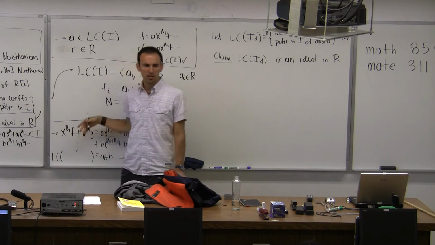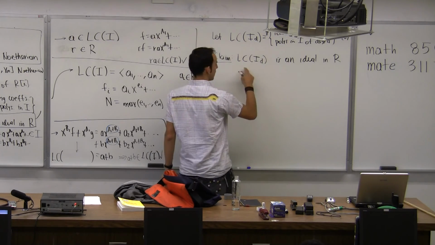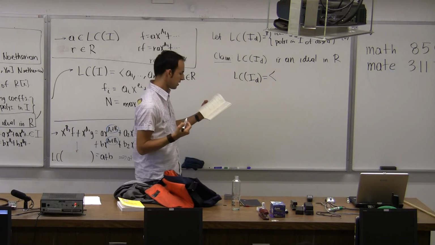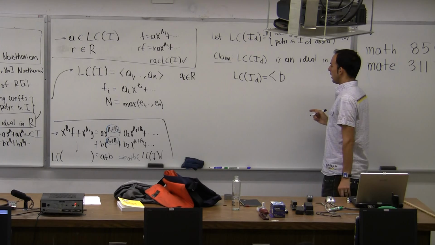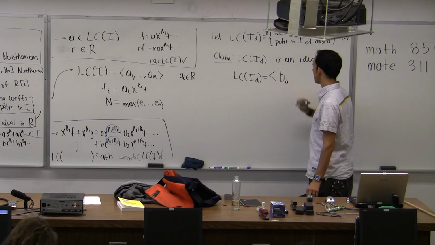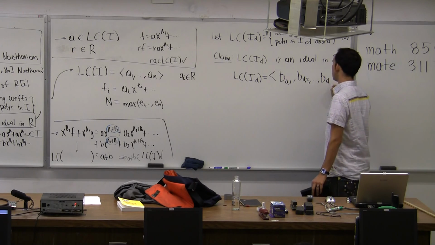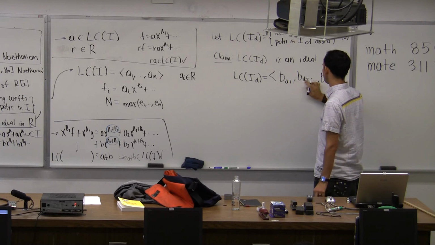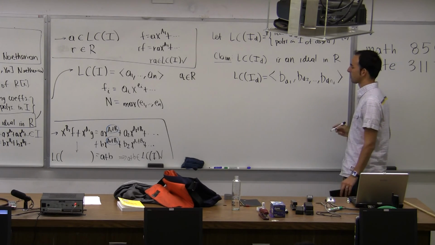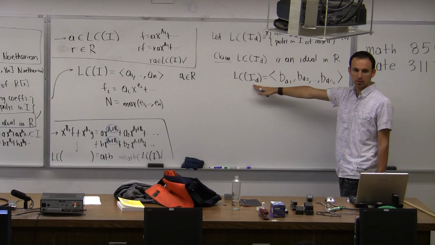How do you prove this? You prove this in exactly the same way that I did it for LC of I. And the reason that I want to do this is because R is Noetherian, so I can say that this ideal is finitely generated. The notation is going to get a little bit ugly because these numbers depend on d. So I'm going to say that it's finitely generated by the elements B_d1, B_d2, up until B_d,n_d. Here, n depends on d, so I'm going to call it n_d. So these guys are generators for LC of I_d.